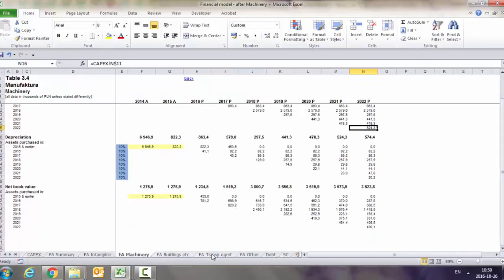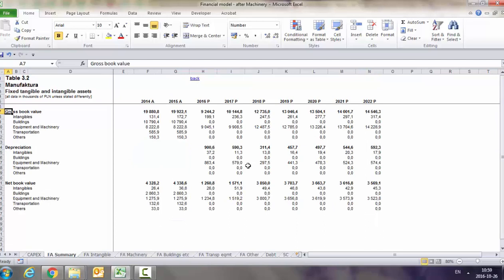In the same manner, do it for buildings, transport equipment, and others. And once you finish this in the sheet FA summary, you will have all the data you need, and then we'll feed it into the profit and loss account. So do it on your own, and then we will continue with ready-made files.